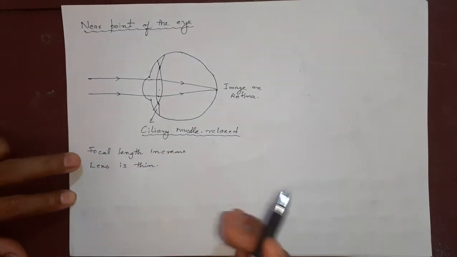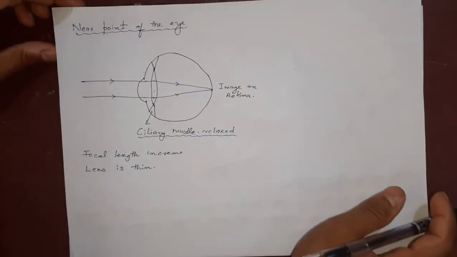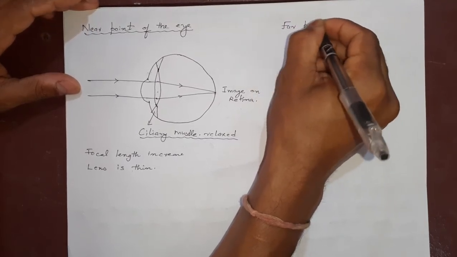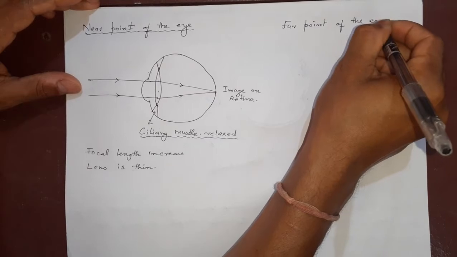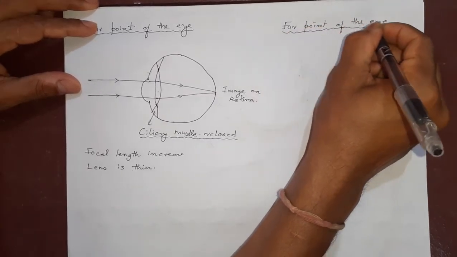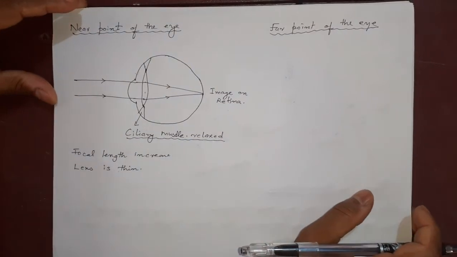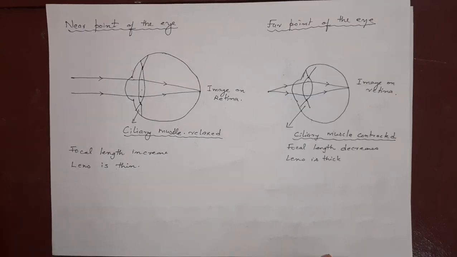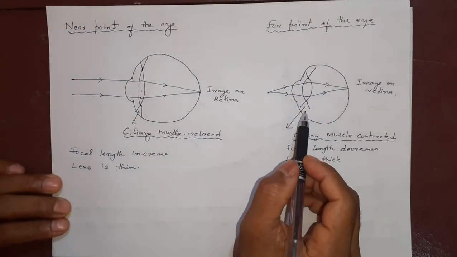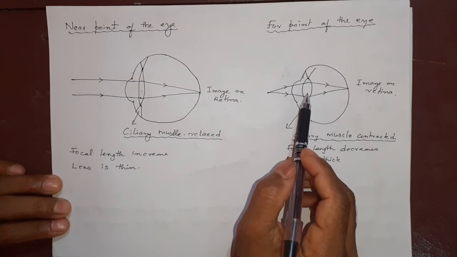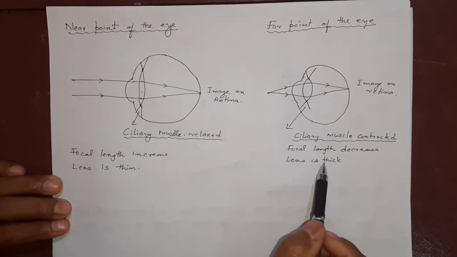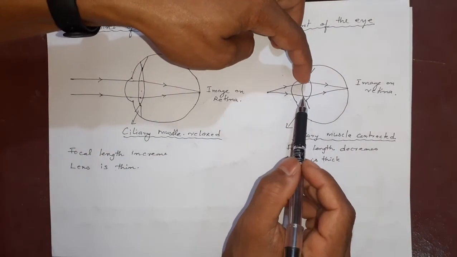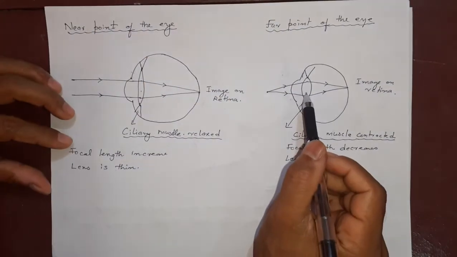Now there is another diagram, for the near point of the eye and the far point of the eye that we want to discuss. We will write at the end what the far point is, but first understand this one. I'll draw the other diagram. Now look here, this is the diagram. Here the lens is thick, big. Why? Because the ciliary muscle is contracted, it is pressing the lens from the upside and downside and making it thick. Why?